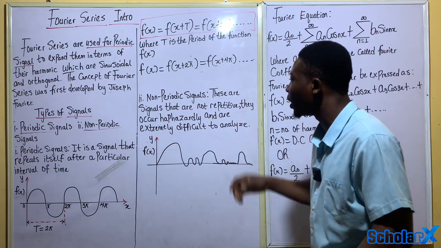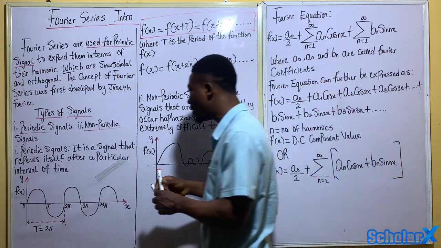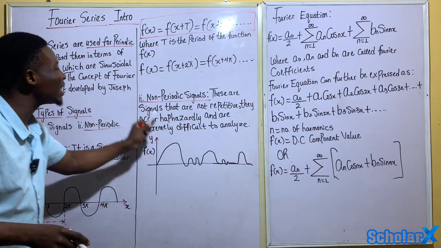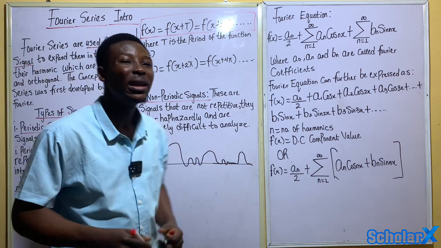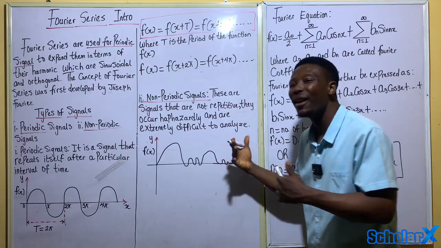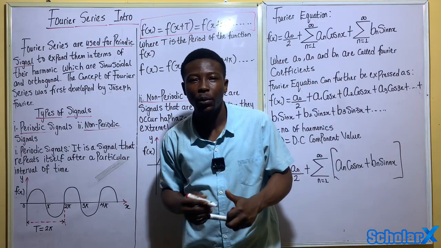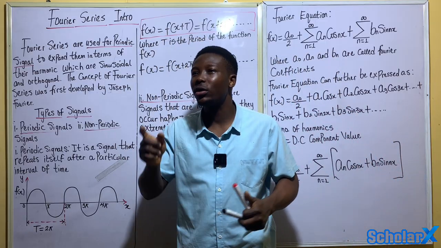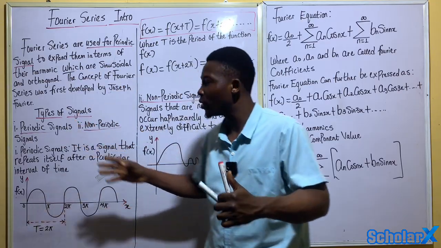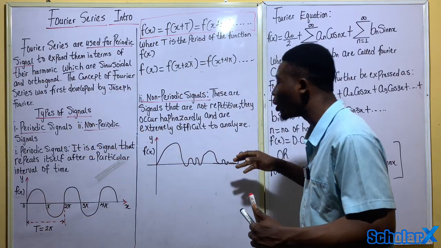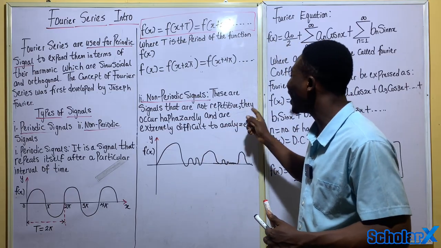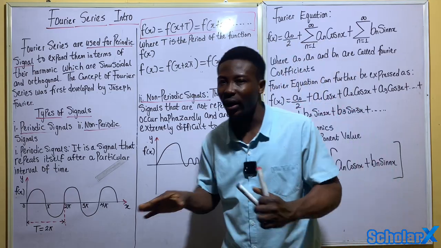So now let's go further and look at non-periodic signals. These are signals that are not repetitive. They occur haphazardly, meaning anyhow. They don't have a constant movement, or a constant signal, or a constant pattern. So they occur haphazardly and are extremely difficult to analyze.